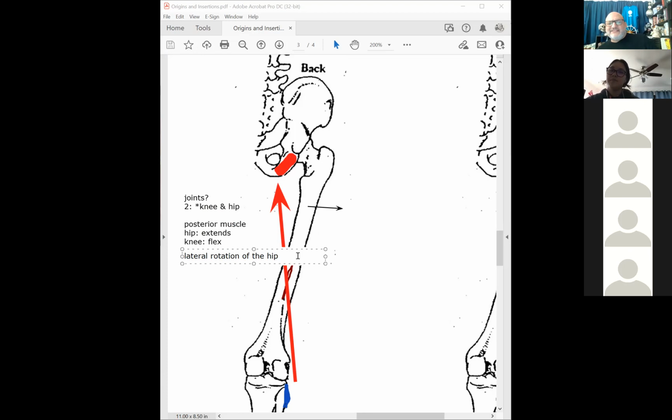So it extends the hip, laterally rotates the hip, and flexes the knee. All right. Questions on this? You guys have been working on your muscle activities. Can anybody think of an activity where you might use this muscle?